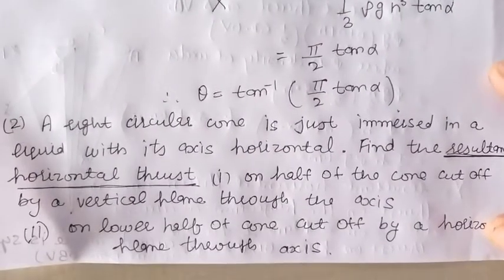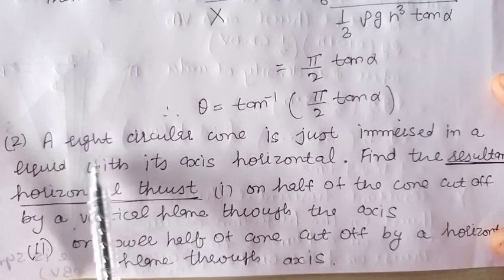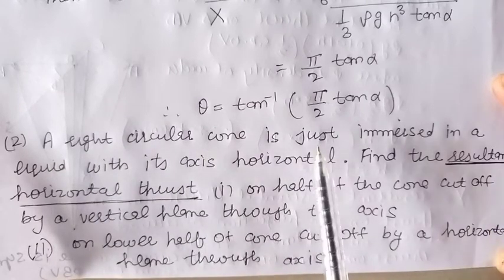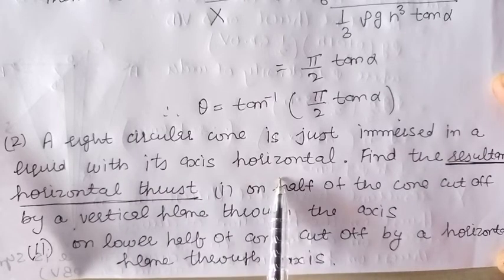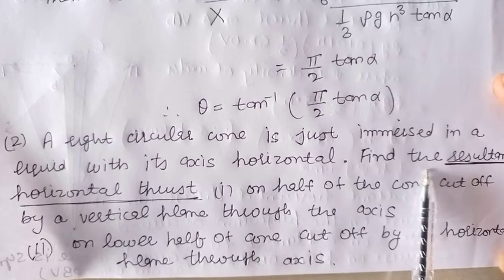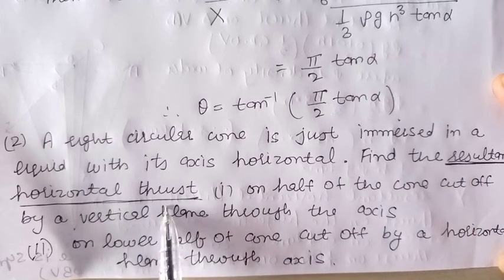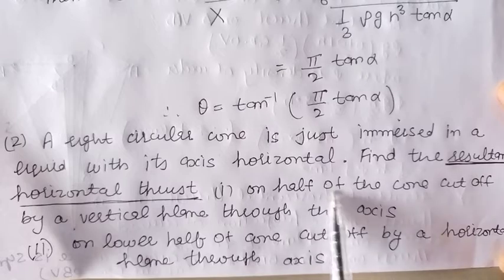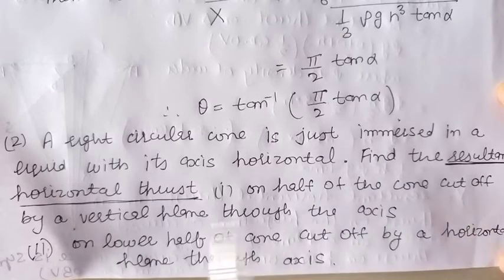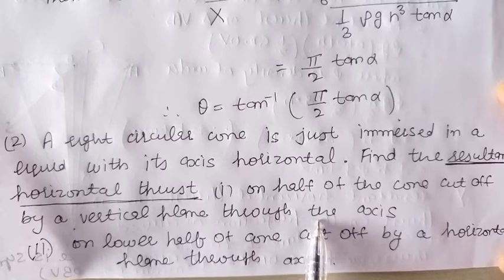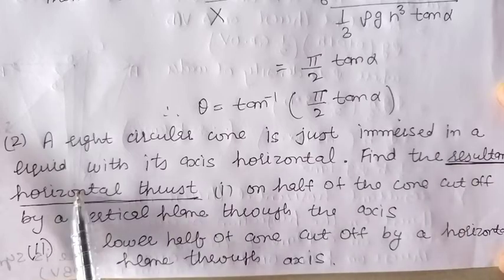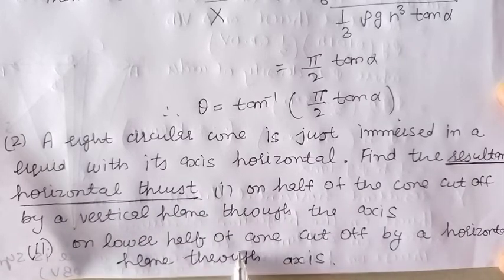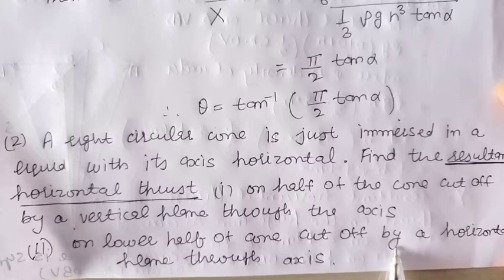Now, our next problem: a right circular cone is just immersed in a liquid with its axis horizontal. We are to find the resultant horizontal thrust on half of the cone cut off by a vertical plane through the axis. In the second part, we are to find the resultant horizontal thrust on the lower half of the cone cut off by a horizontal plane through the axis.